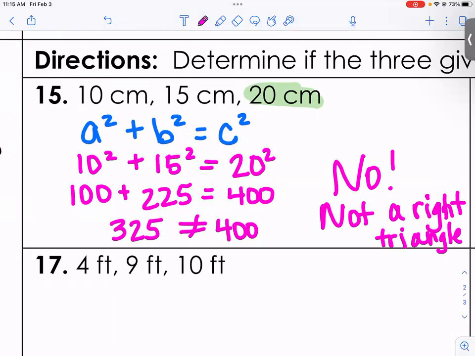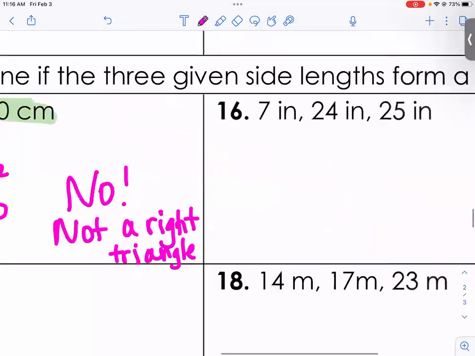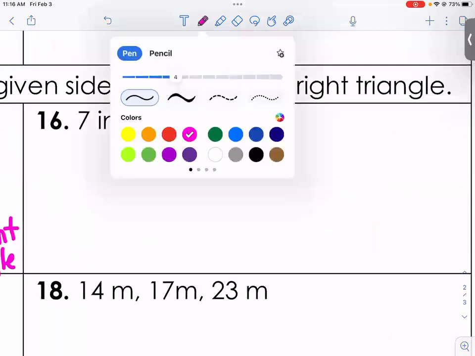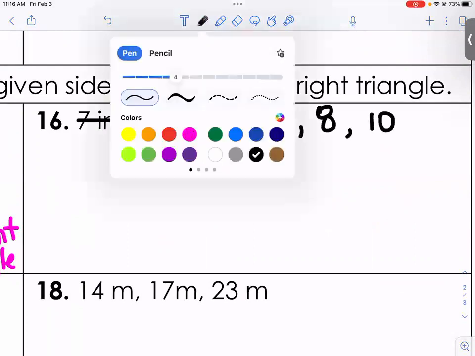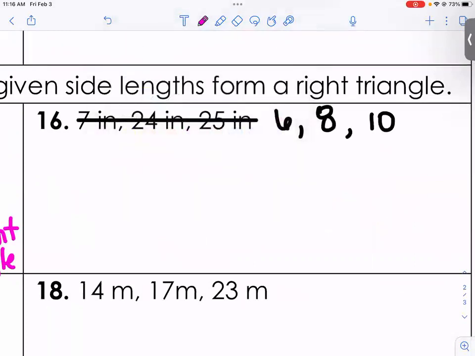Okay. Guess what? We're not doing number 16. But what we are going to do is change number 16 to have the sides of 6, 8, and 10. Why am I changing it? We don't know 24 squared and 25 squared, okay? And we're doing these without calculators.